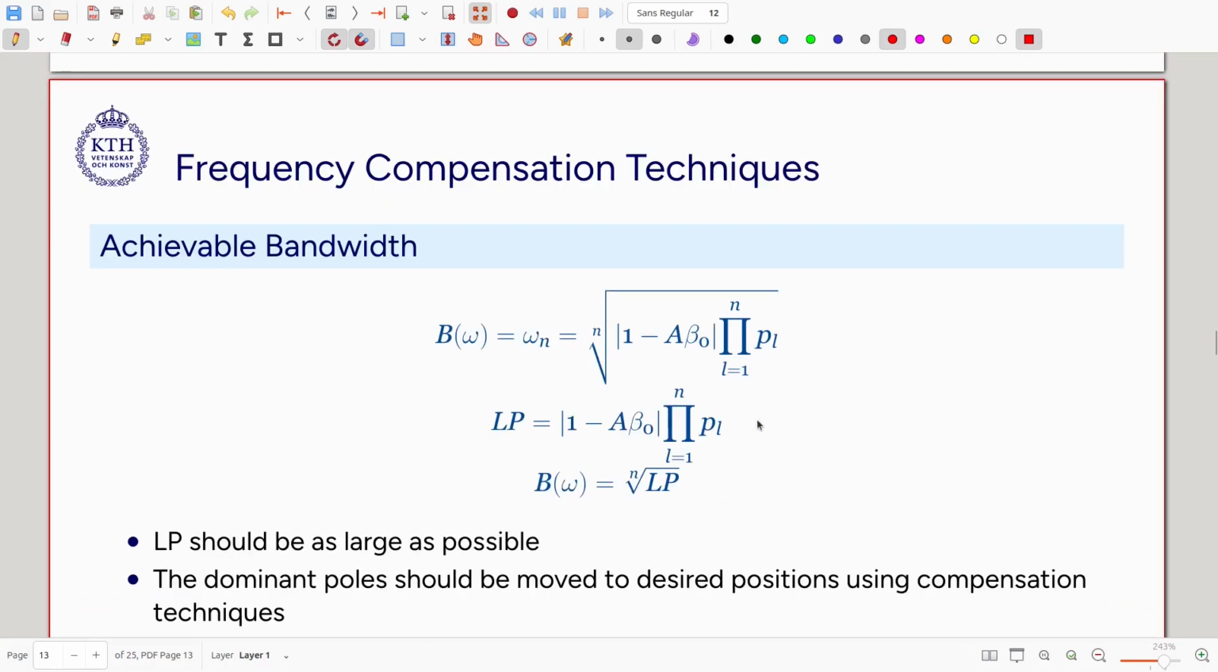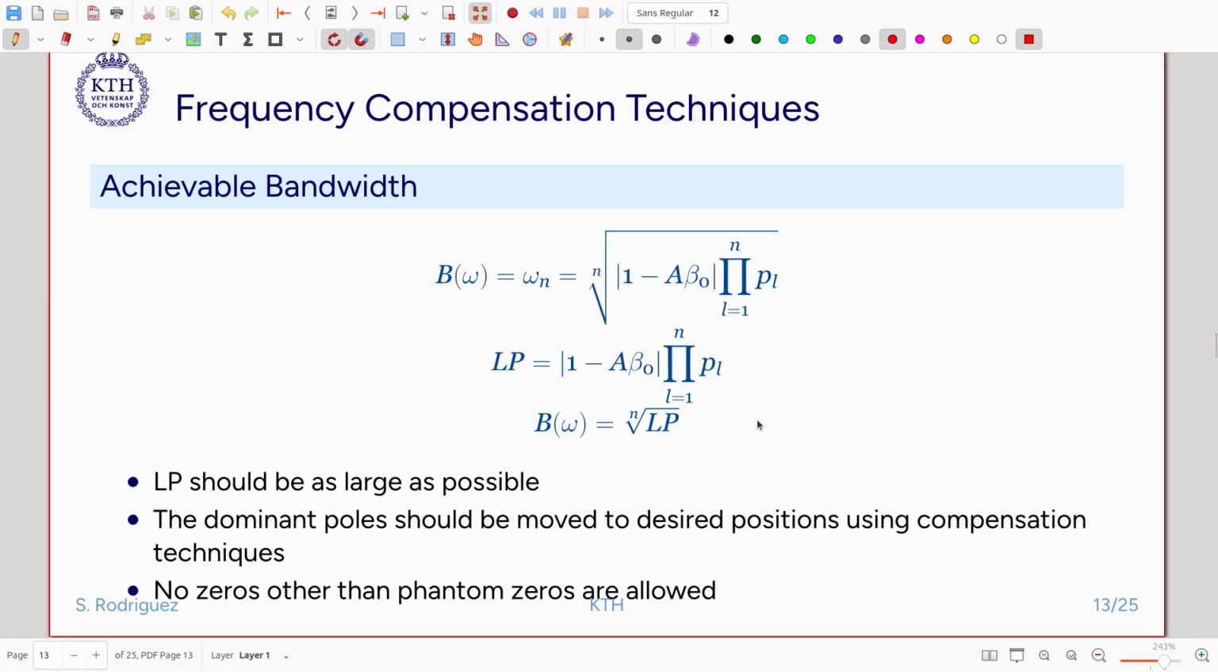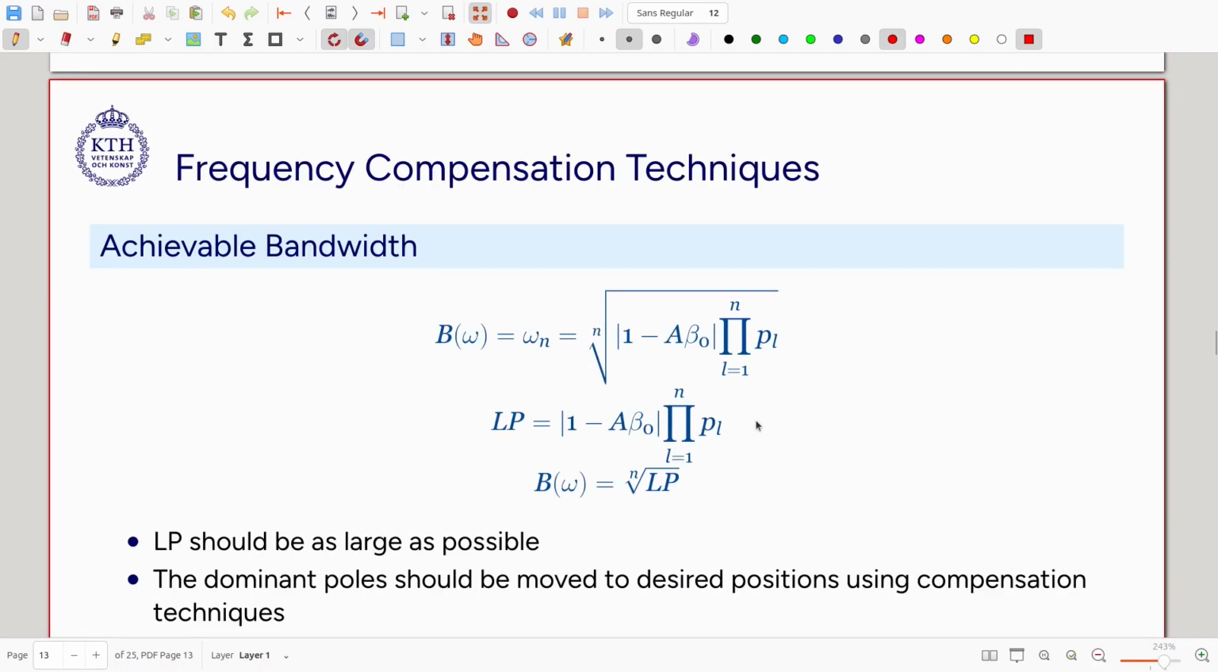Okay, so we have seen that we can build a nullor using different stages. Now, as I mentioned before, each stage will add at least one pole to our system, and then we need to check if we are able to achieve the required bandwidth, which is always a specification when we design an amplifier.